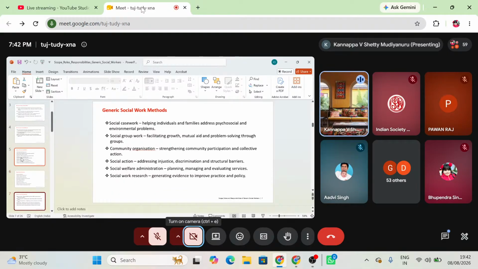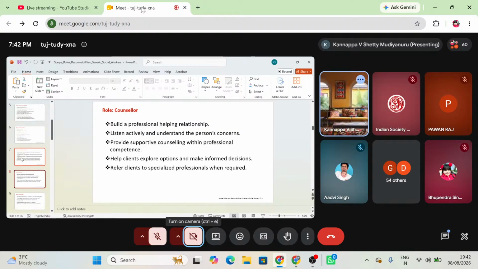So, generic social work methods. What are the methods we are going to discuss? All of them are the same for other specializations and other related interventions. So social case work, we are aware, social group work, community organization, social action, social welfare administration, social work research. So all these six methods are common for other specializations as well as for generic social work interventions.